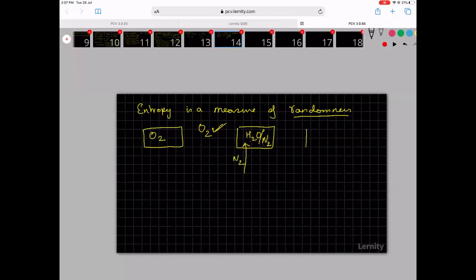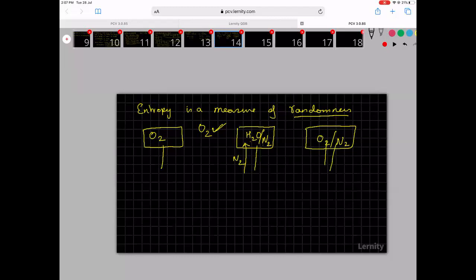Now, the moment you mix it here, you have O2 and you have N2, and you put your hand here and you are touching only one particle. Which one are you touching? Are you touching N2 or are you touching O2? Do you understand? So where is the randomness more? Is there any randomness here? No. Is there any randomness here? No. There is randomness here.